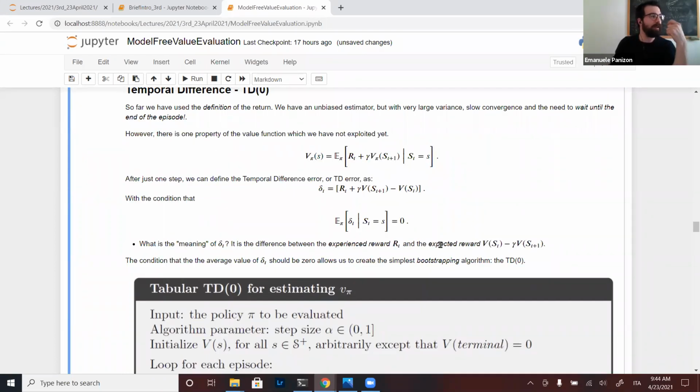RDT is the reward I just got, and the value minus gamma, the value in the next state, is the expected reward which I should have got. Since one is the value at time t, and the other is gamma value at time t plus 1, this is the expected reward I should have got now, and this is what I really got now. So delta is basically the difference between what I truly experienced as the reward and the expected reward which I should have gotten at time t.